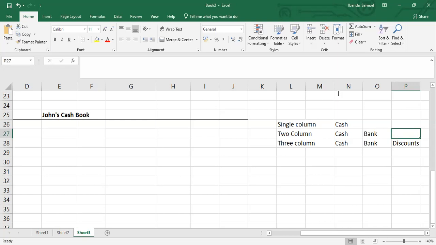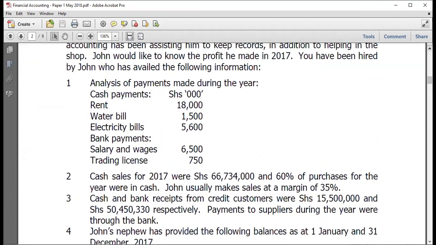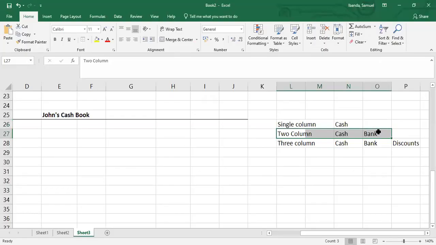So if you look at this question of John up here, I didn't see any discounts being highlighted, but I happened to see that the cash payments and the bank payments were separated from each other. So ideally, given that background, that I don't see discounts within this question, I'll choose to use the 2 column cash book.